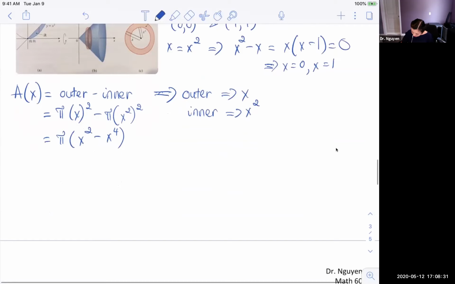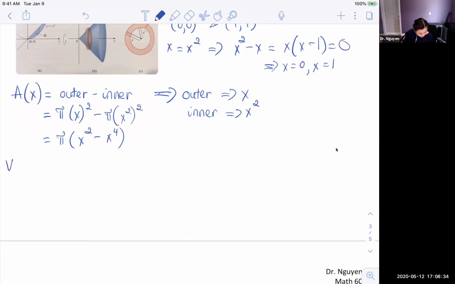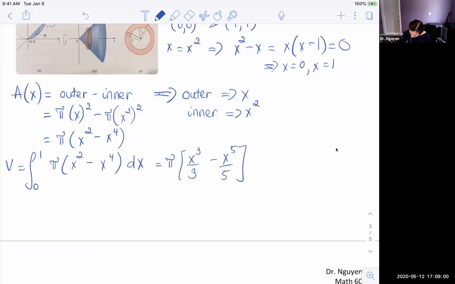Now we can plug it in for the volume. So the volume is going to be from 0 to 1. We're dealing with x, so you pick the x values. We have the integral of pi (x squared minus x to the 4th) dx. And then we just integrate it: x cubed over 3 minus x to the 5th power over 5. You go from 0 to 1. So it's going to be 2 pi over 15.